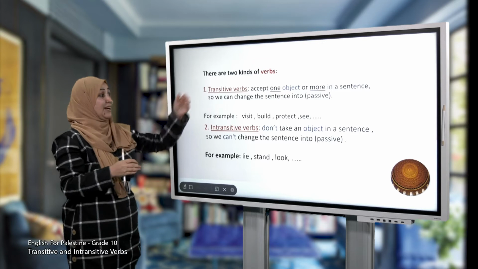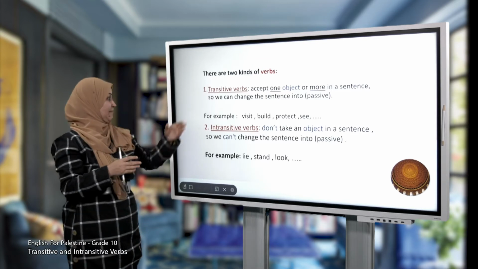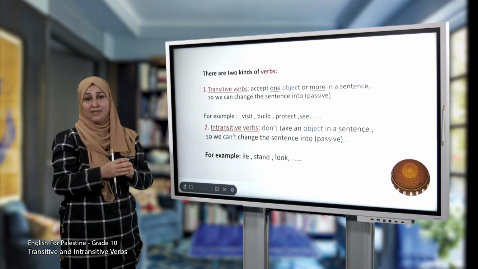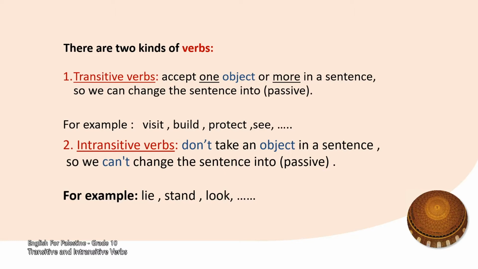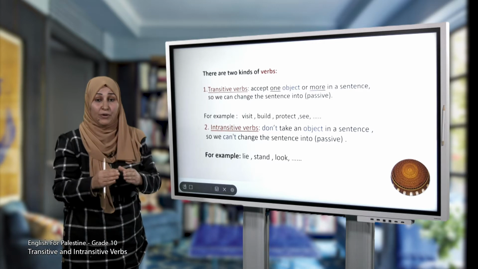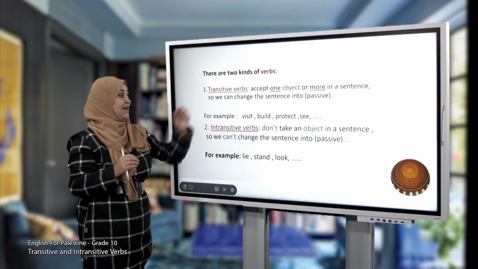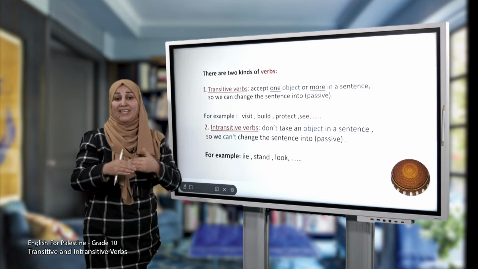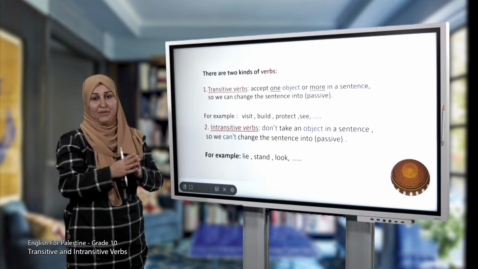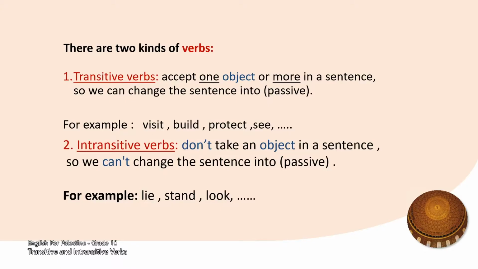There are two kinds of verbs. Number one is transitive verbs. What do we mean by transitive verbs? They are verbs that accept one object or more in a sentence. So, if the verb accepts to take one object or more, we call it a transitive verb. So, in this case, we can change the sentence from active voice into passive voice. For example, visit, build, protect, see.